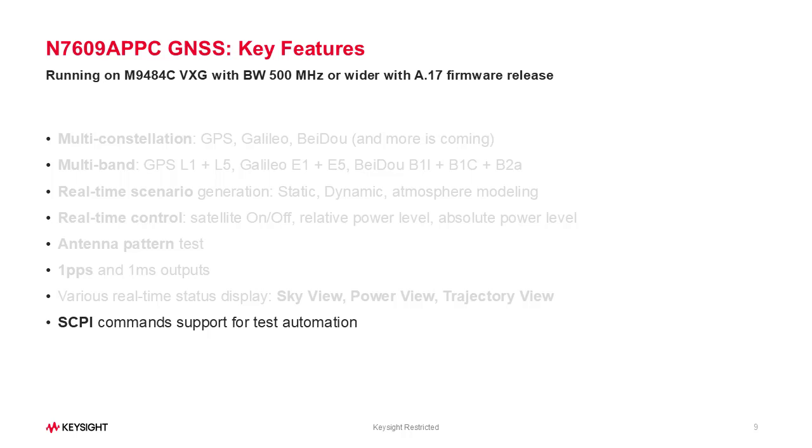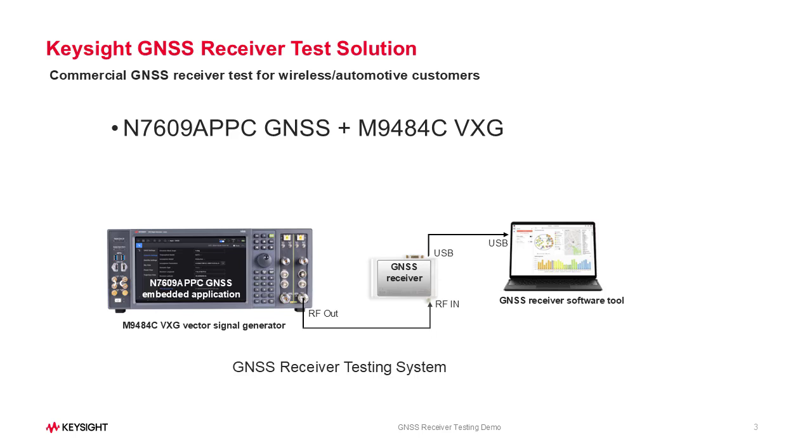SCPI commands are also supported, enabling test automation. The Keysight N7609APPC GNSS embedded application running on the M9484C VXG vector signal generator offers a real-time satellite simulation solution and helps you meet the challenges of modern GNSS receiver testing.